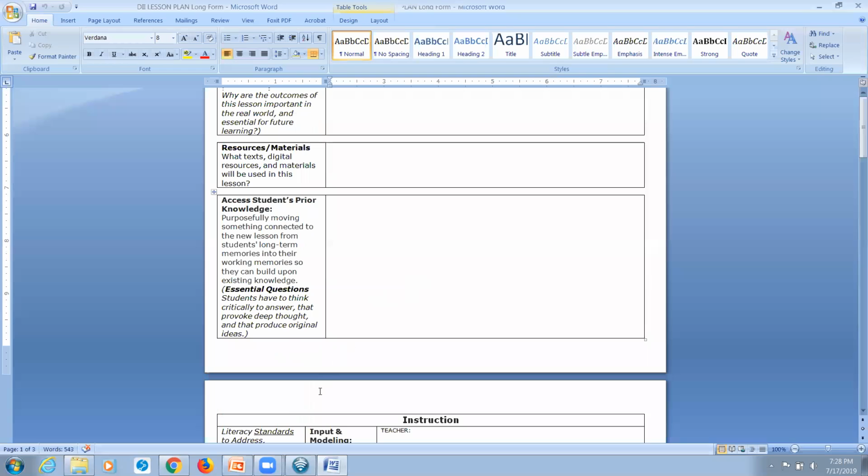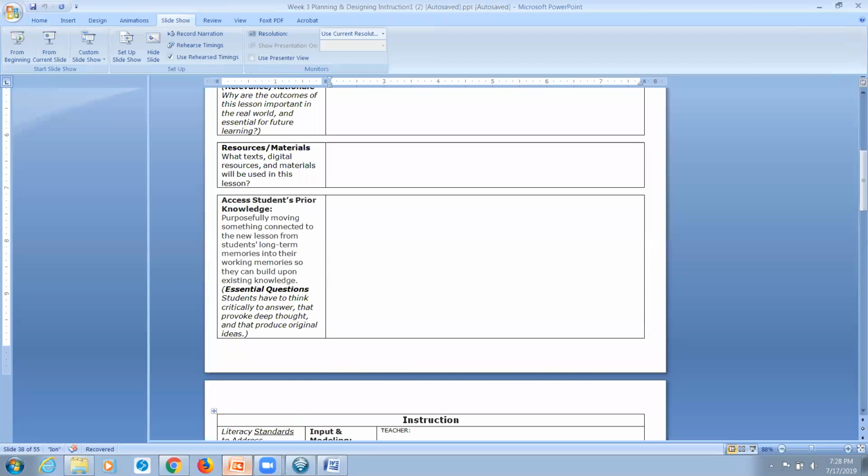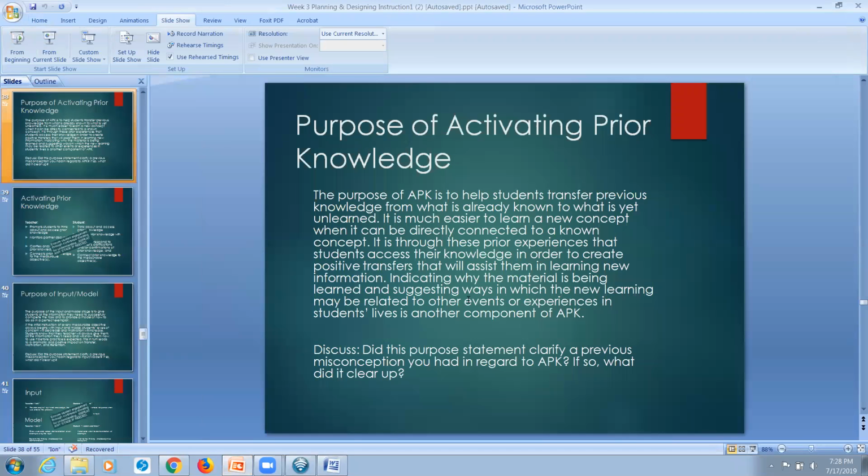One, you have to know what your students know. The purpose of activating prior knowledge is to transfer previous knowledge from what they've known to what is yet unlearned, right? It's easier to learn a new concept when you can connect it to something you know. What's an example where you've done that? What's an example where you learned something quickly because you already knew it?